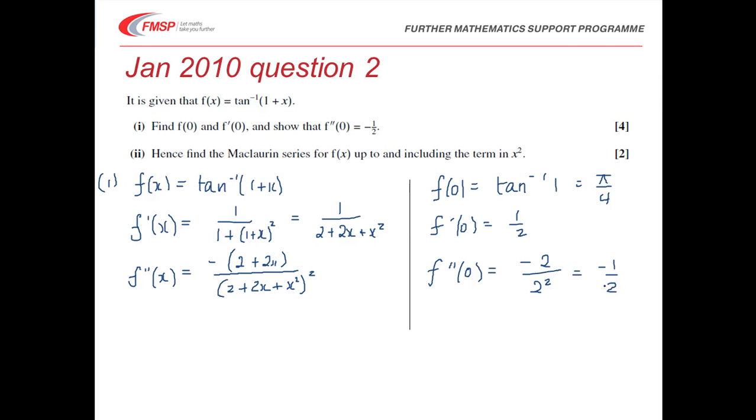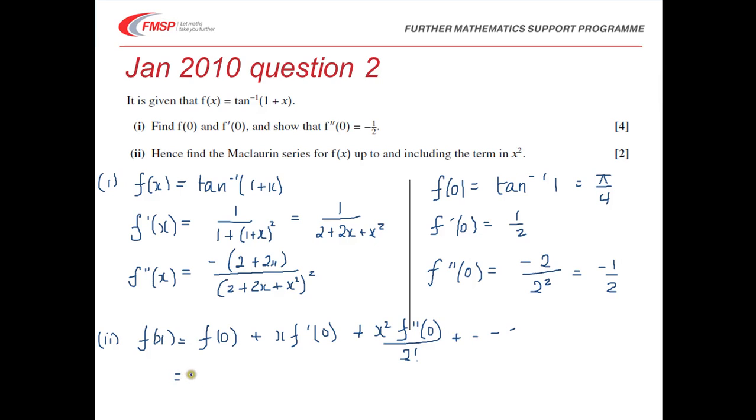So we have now completed part 1, and if we have a look at part 2, then we're asked to find the Maclaurin series. So remember again, you can go to your formula books if you're not sure, but Maclaurin says that f of x is equal to f of 0 plus x times the first derivative of f when x equals 0 plus x squared times the second derivative of f when x equals 0 over factorial 2, and so on. But we're only asked to find up to the term in x squared.